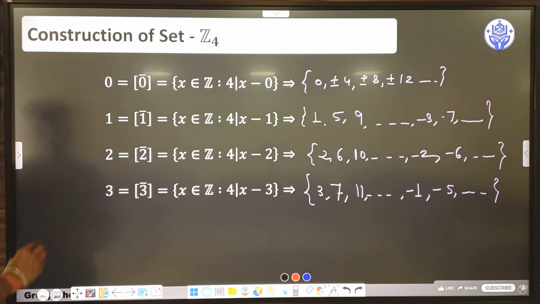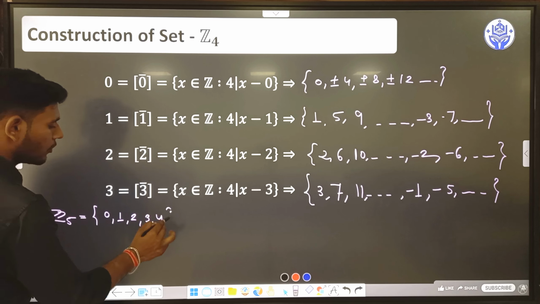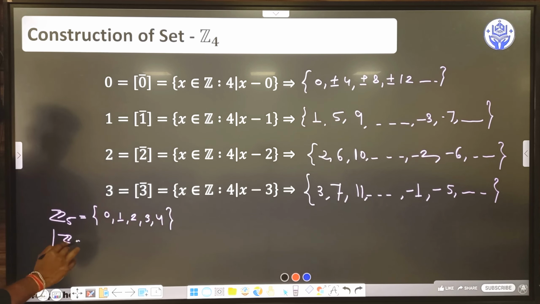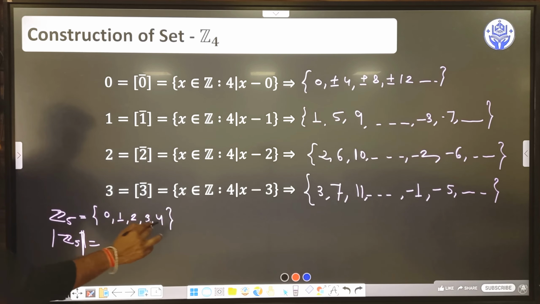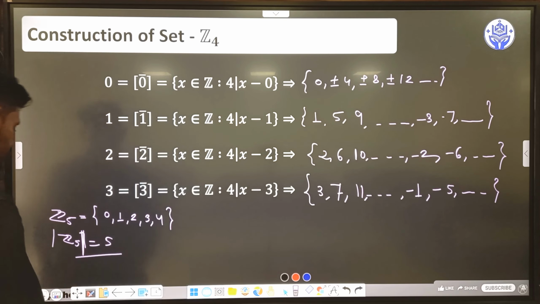Now what are the values in Z5? That is 0, 1, 2, 3 and 4. So the cardinality of Z5 is going to be 5. 4 plus 1, that is 5. So this is how you can calculate the construction of these Zn.